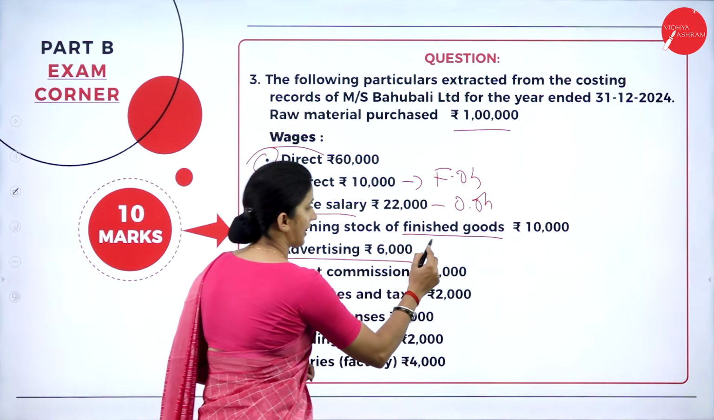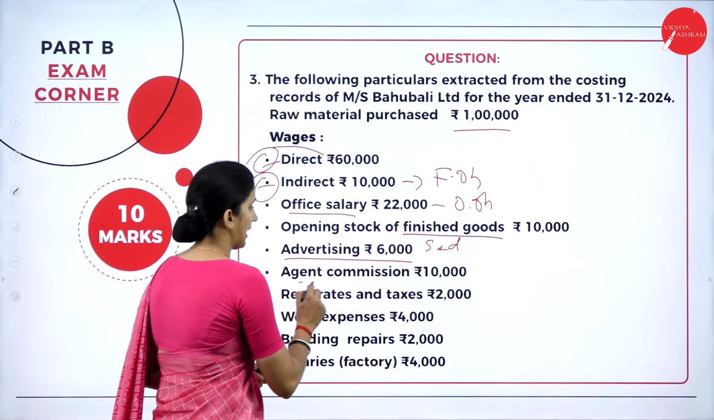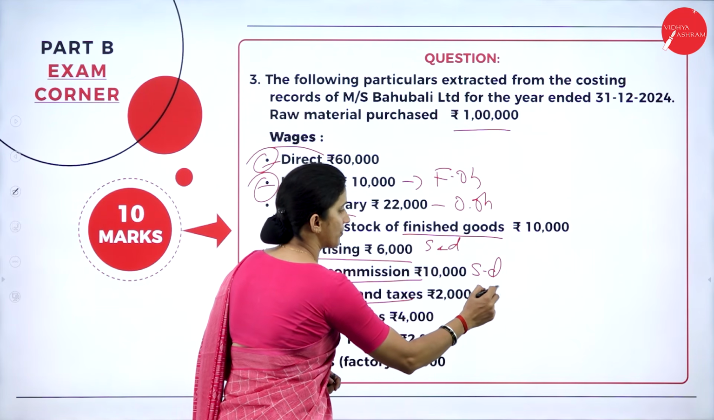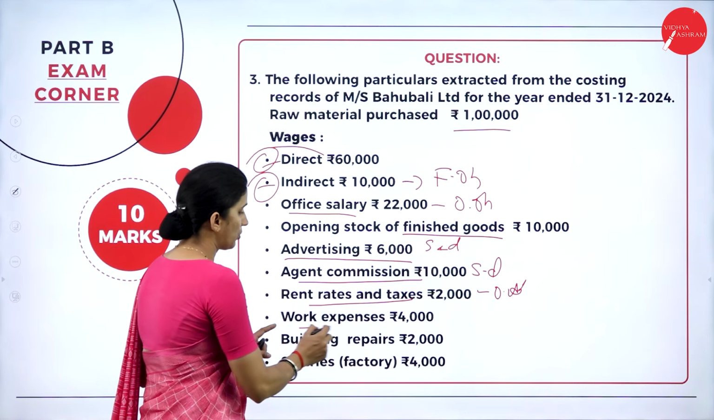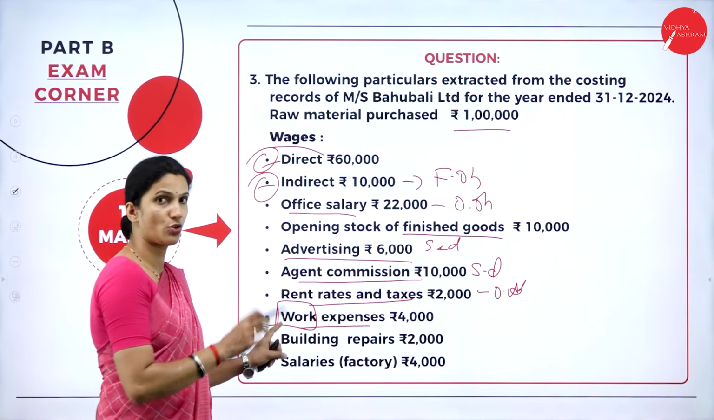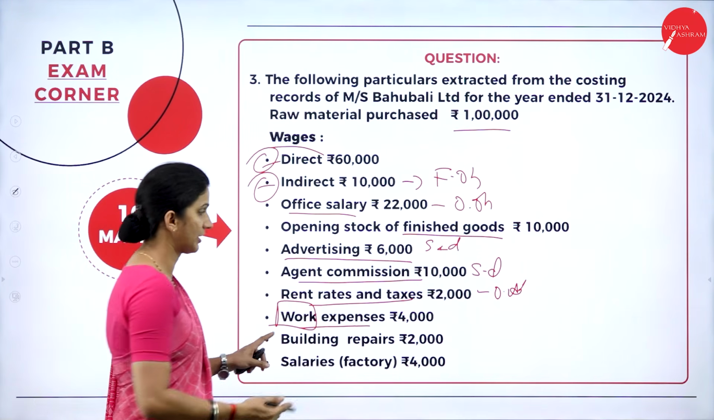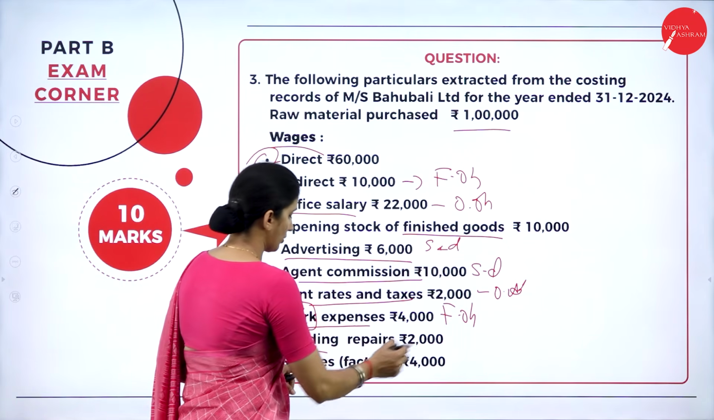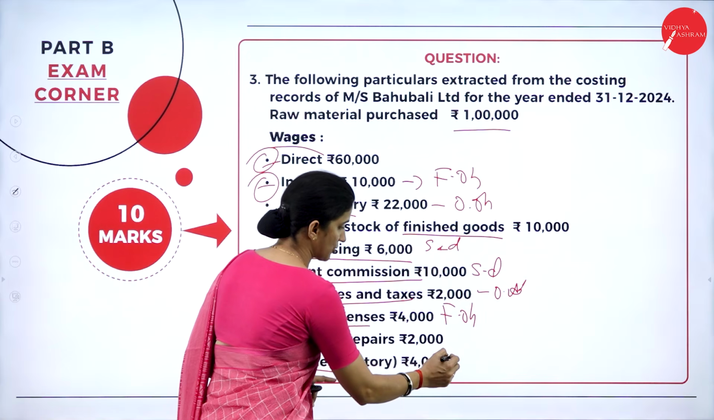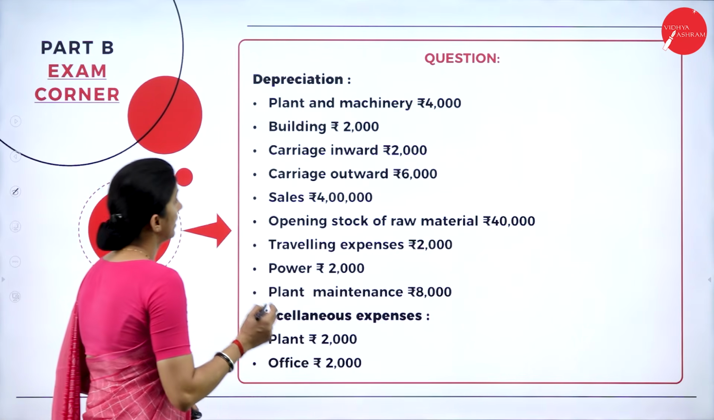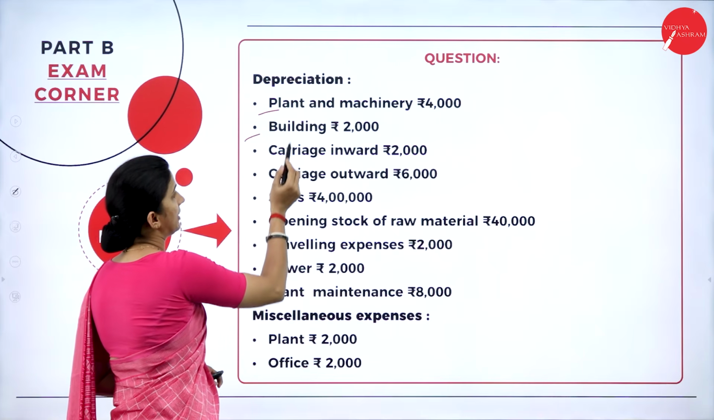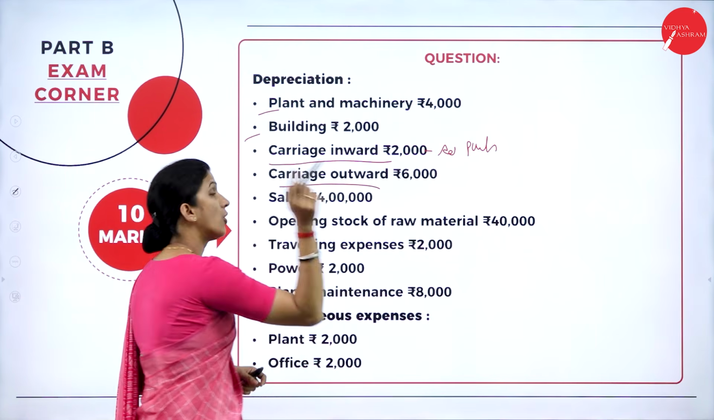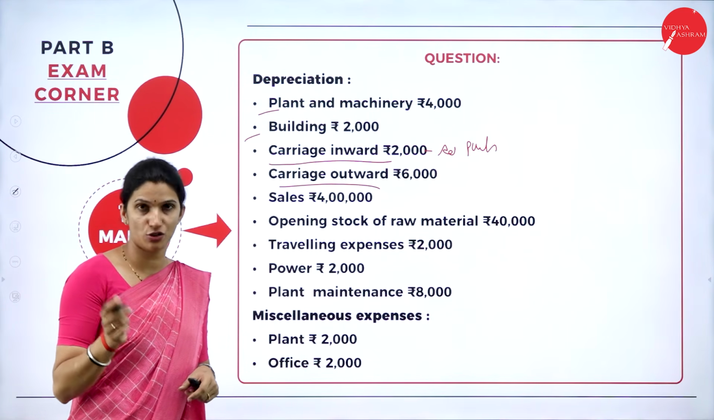Then advertising, you will write under selling and distribution overhead. Agent commission also is selling and distribution overhead. Rent, rates and taxes, you can write in the office and administration overhead. Then work expenses. Here work means it is always your factory or the production work, so you will write it under the factory overhead. Then building repairs. Salaries, factory, specifically mentioned, is the factory overhead. Then depreciation on plant and machinery and building is given. Carriage inward, you will add to the purchase. Carriage outward you will write under the selling and distribution overhead.